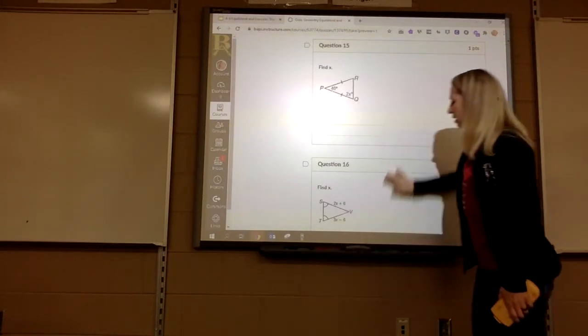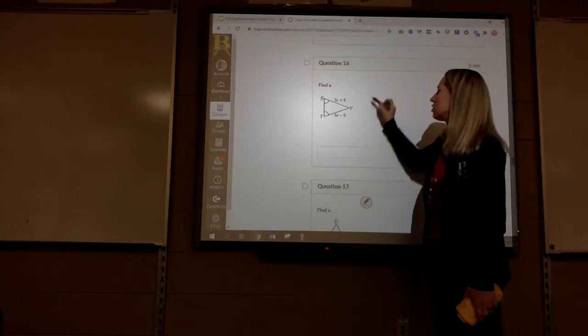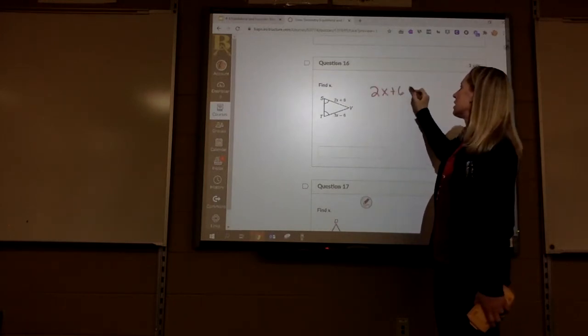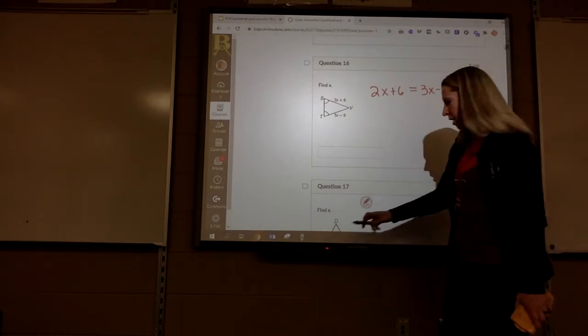All right. If two angles equal each other, then two sides equal each other. So you'll do 2x plus 6 equals 3x minus 6, and you'll have to solve from there.